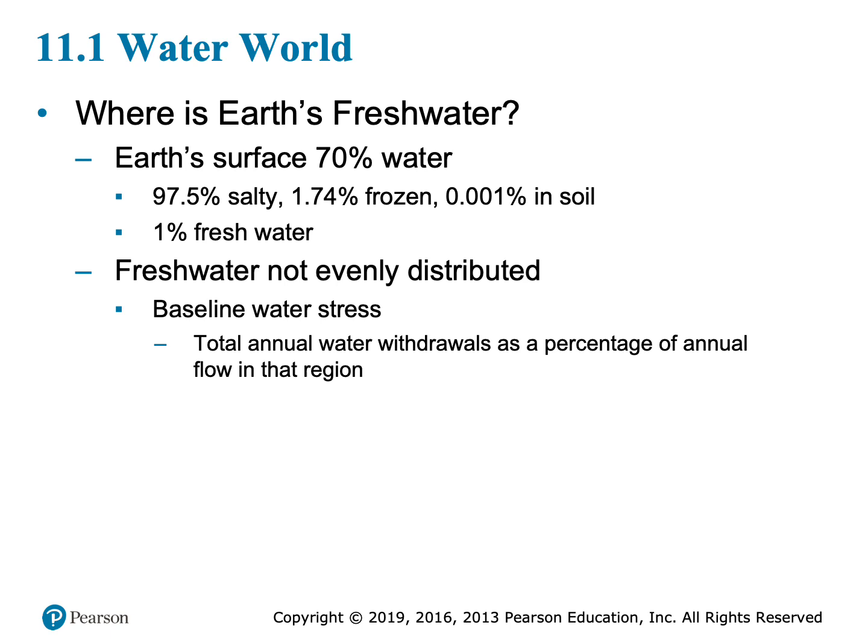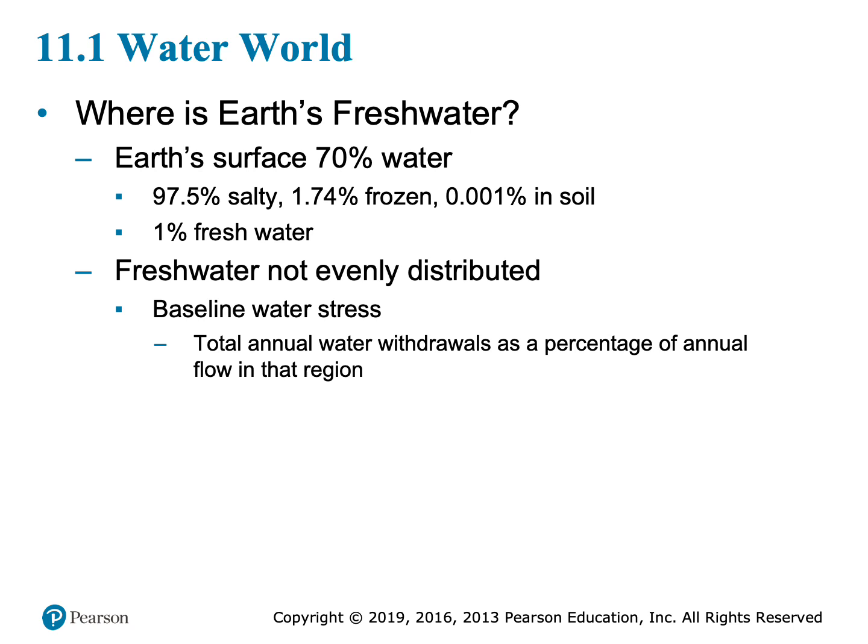Where is Earth's fresh water? So out of the Earth's surface, 70% is water. 97.5% of that is salty water, meaning that's in the oceans. About 1.75% is frozen. 0.001% is in soil, and just about 1% of all of Earth's surface water, only 1% of it is fresh water.